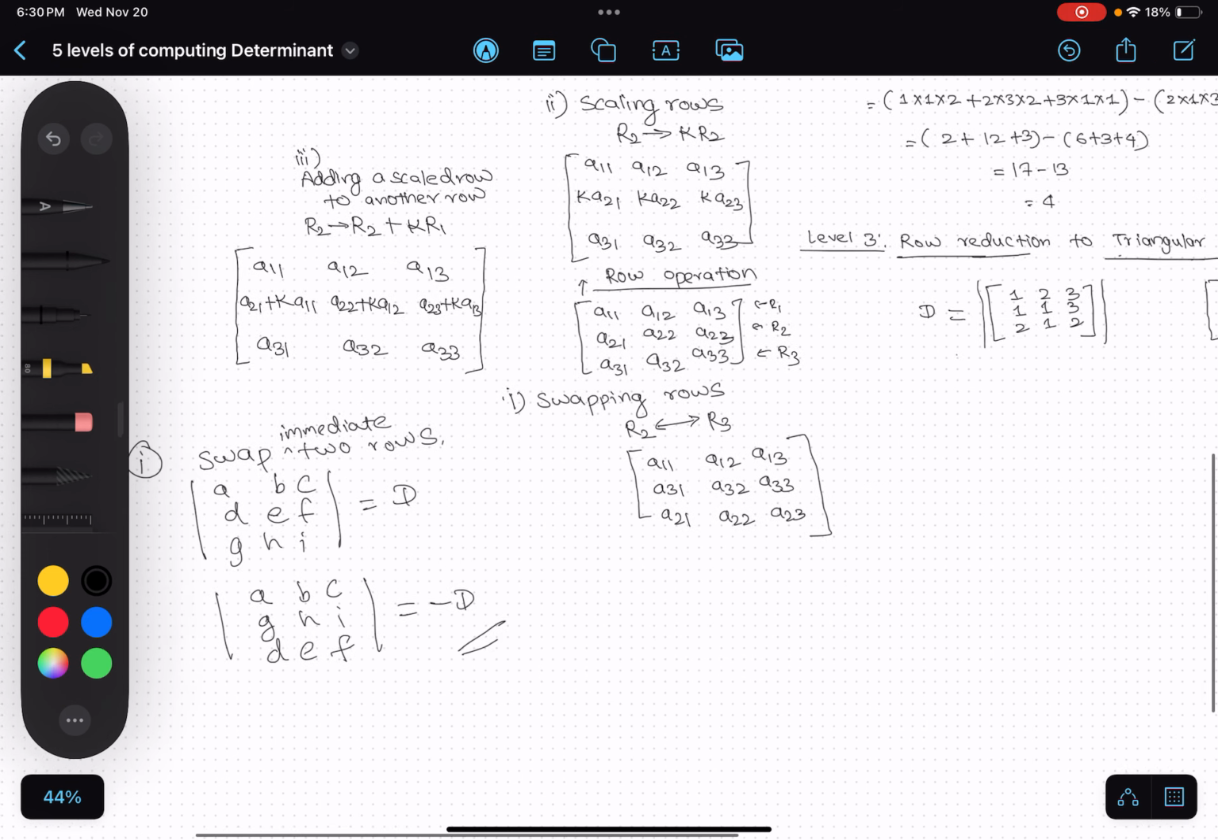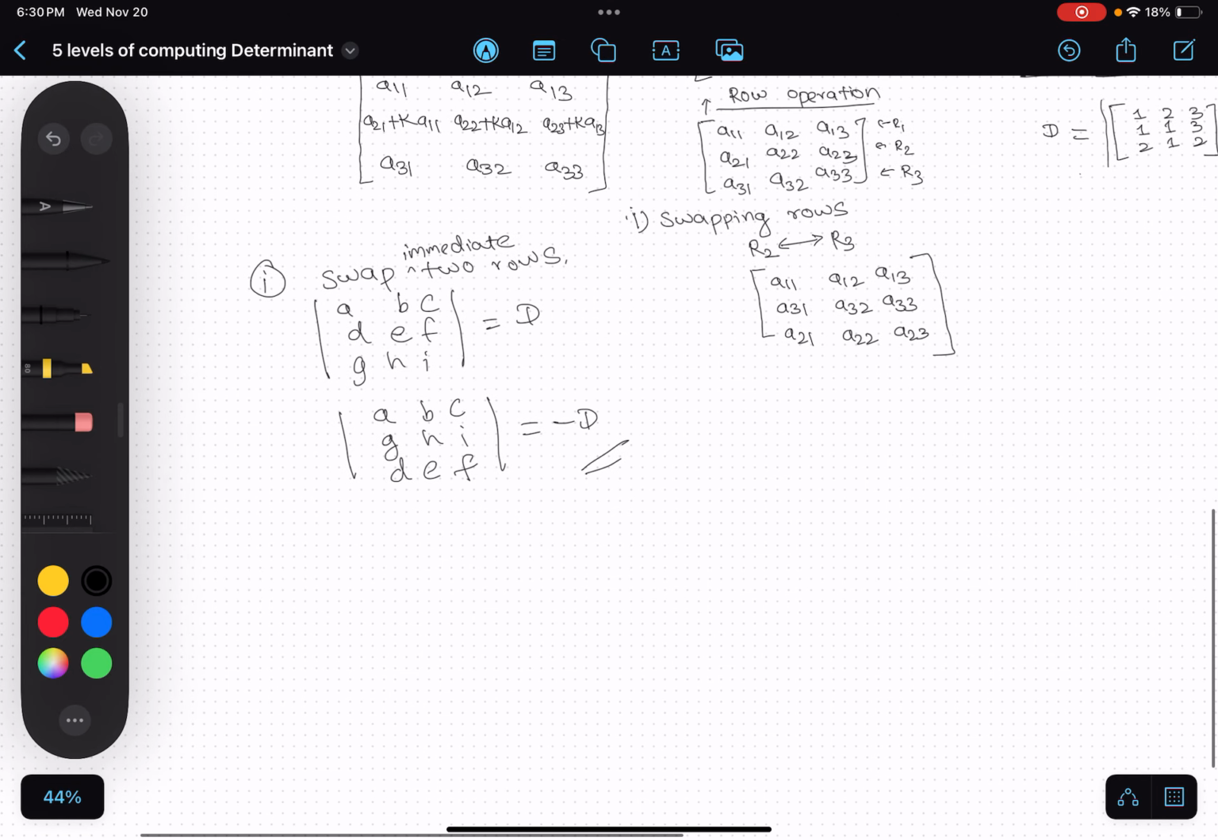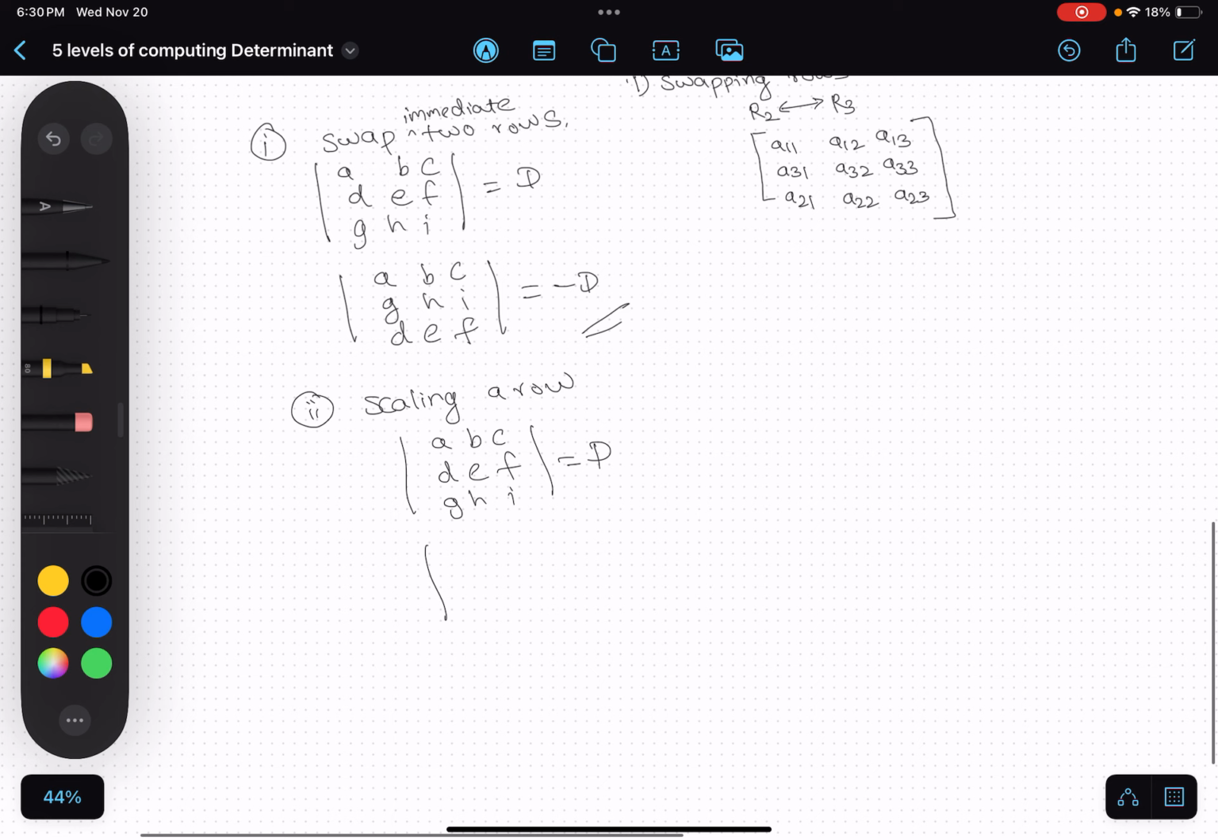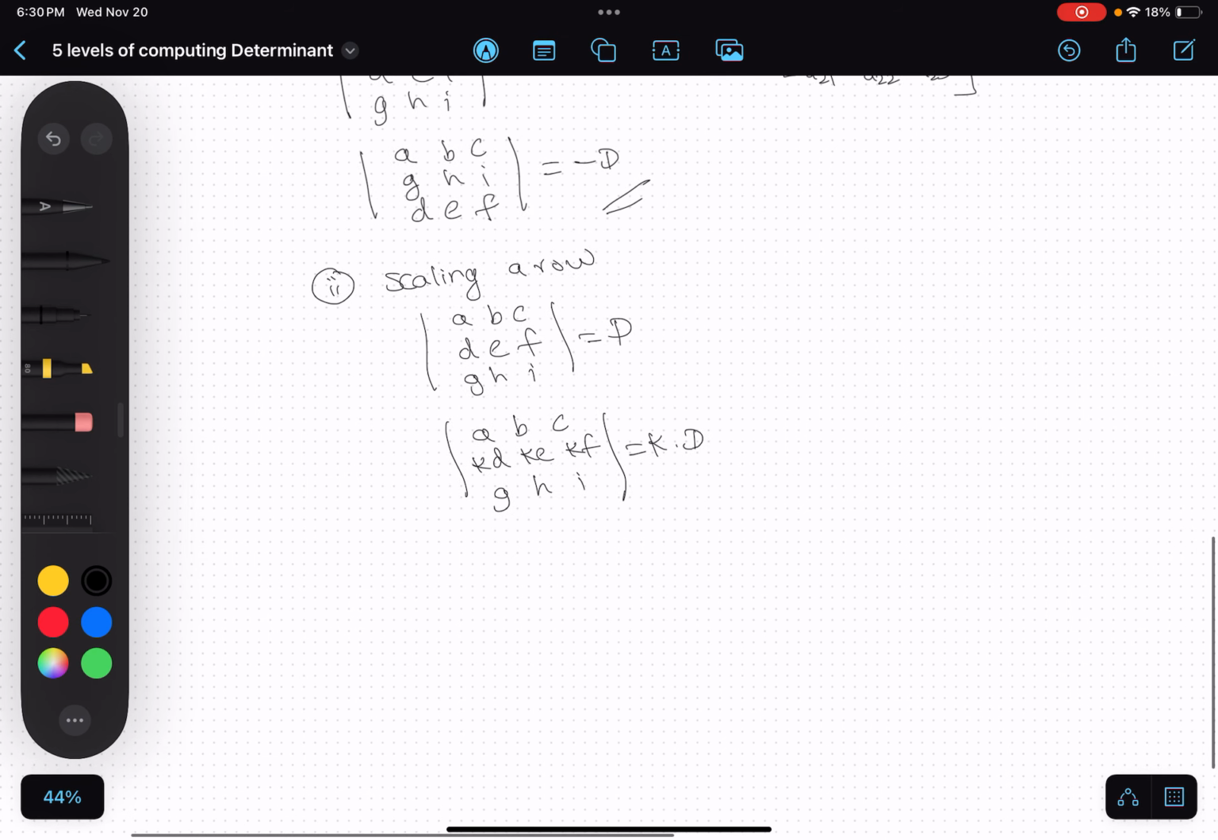Next is scaling a row. Now let's say the determinant of A B C, D E F, G H I was D. Now let's say you scale the second row by K. If you scale one of the rows by K, then our determinant will also just be scaled by K. You can also verify this for yourself. It's not that hard.